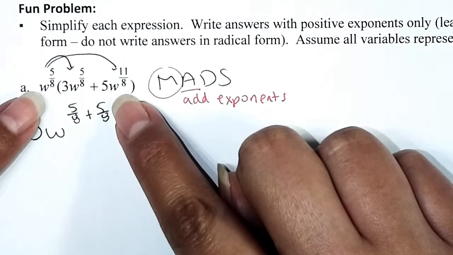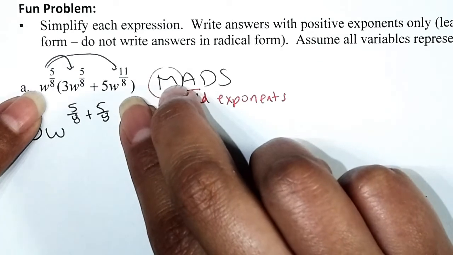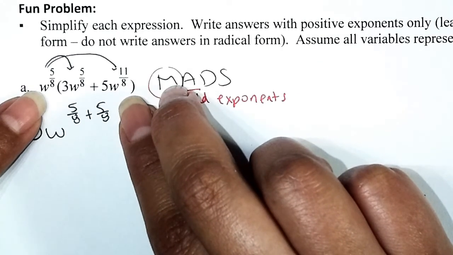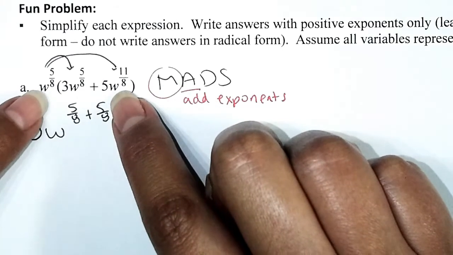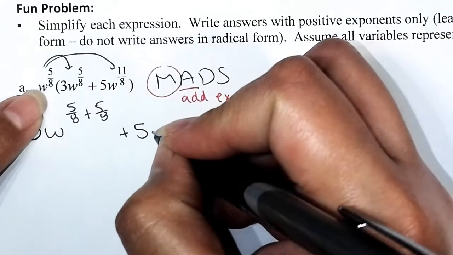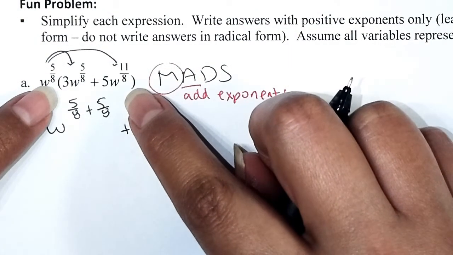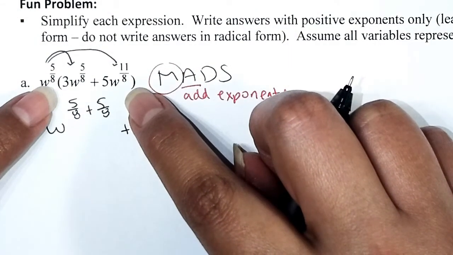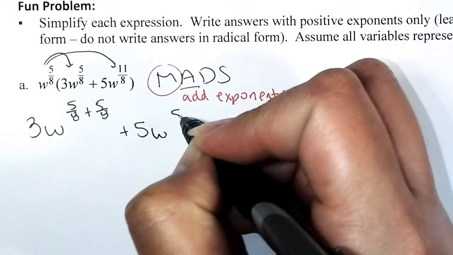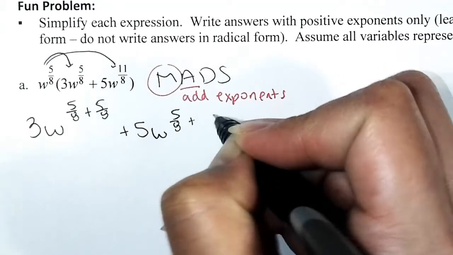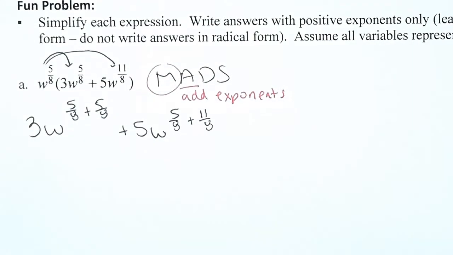Remember, when you're multiplying two things that have the same base, you're going to keep the base and add the exponents. So the product of the w's, we're going to keep that base of w. And then we will add the exponents. So 5/8 plus 11/8. I know you can add in your head, but I can't. So I'm going to show my work. We're going to keep the base and then add the exponents. 5/8 plus 11/8. Okay, so let's go ahead, take our time, and then simplify those exponents.